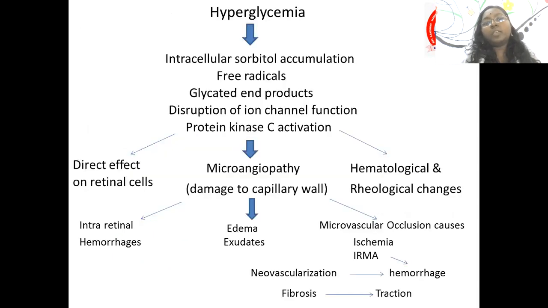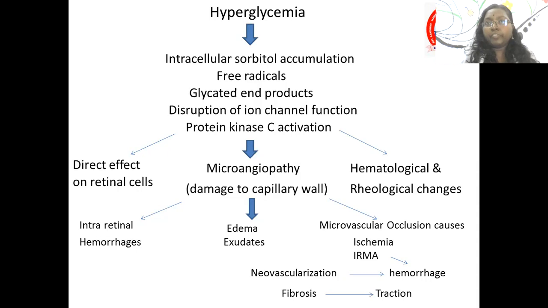In hyperglycemic patients, there is increased sorbitol accumulation. The increased sorbitol can lead to free radicals and advanced glycated end products. There is a disruption of ion channels, and protein kinase C is activated, which can directly affect the retinal vessels. The microangiopathy, which damages the capillary wall, can give rise to intraretinal hemorrhages, and the edema can lead to exudates. Microvascular occlusion causes ischemia.